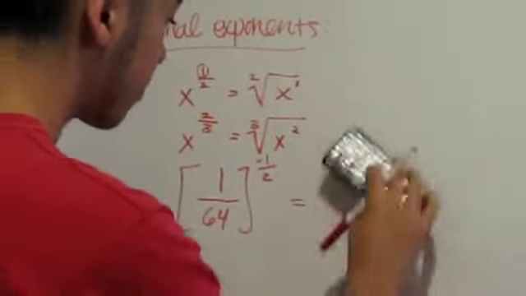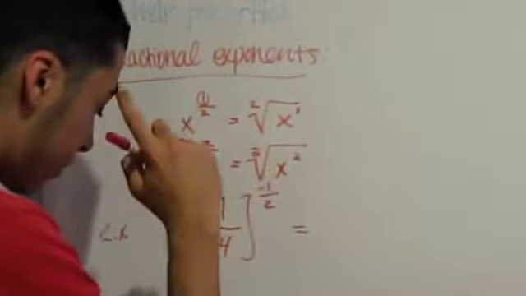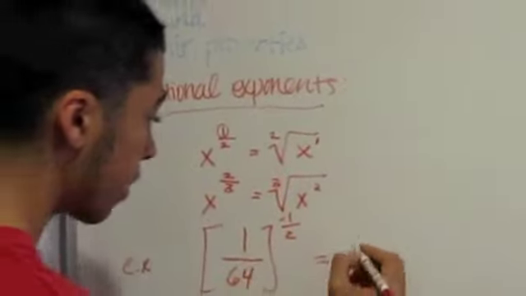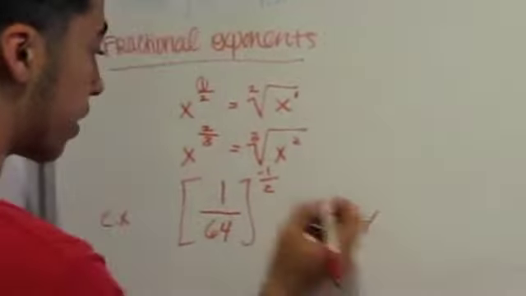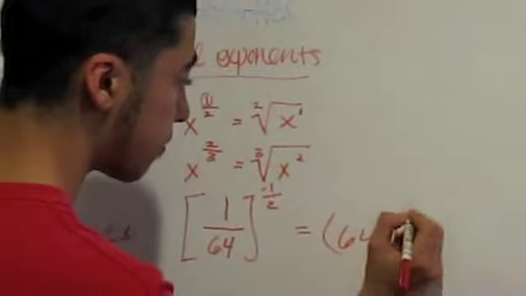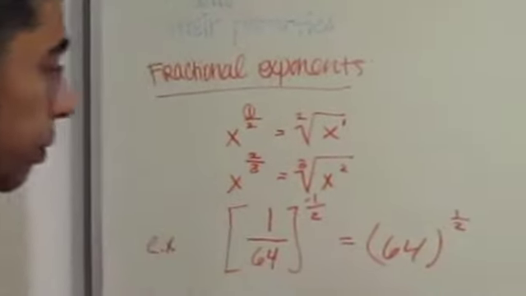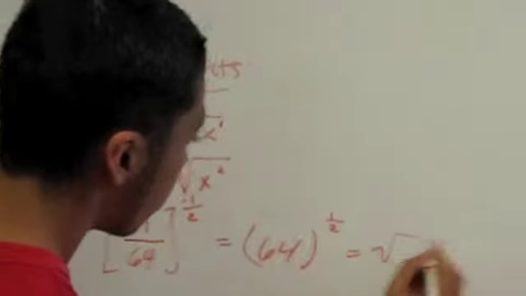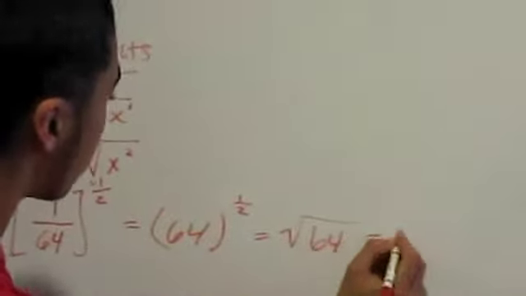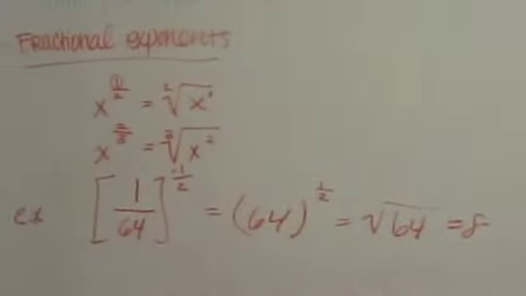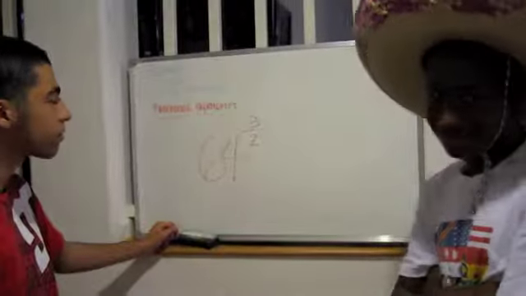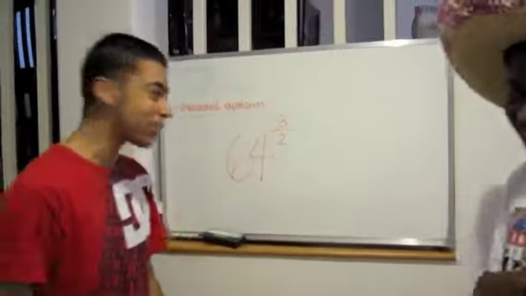Actually, this is bad. Our goal right now is to get rid of this negative. So to get rid of that negative, we're going to flip this. So it'll be 64, and we just got rid of that, to the 1/2. And what do we remember 1/2 being as? Oh, the square root. So the square root of 64 is 8. The answer to this is 8. Okay, we did one.